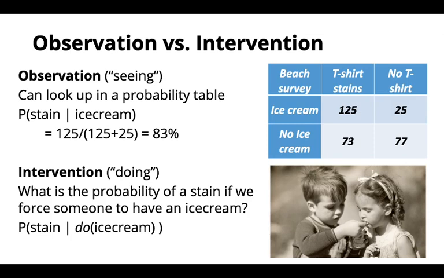So these two things are different, and the intervention is much more like a kind of experiment, a randomized controlled experiment. That would be the ideal case. So we take a load of people, we force half of them to eat an ice cream, and then we record whether they have t-shirt stains afterwards. So that's the kind of gold standard that we're looking for. And the black magic of causal graph theory is that sometimes we can make statements about intervention just based on observation. But let's build up to that.